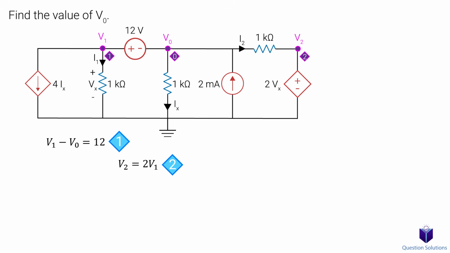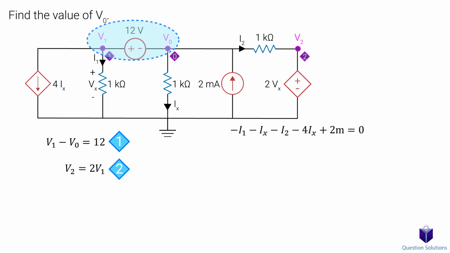If we look at node 0 or node 1, we can't write a KCL equation. That's because we don't know the current flowing through this 12-volt source. So we need to draw a supernode. We draw it to cover the 12-volt source, node 0, and node 1. Now we can write a KCL for this supernode. So what currents are leaving and what currents are entering? We have I1 leaving, Ix leaving, I2 leaving, 4Ix leaving, and 2 milliamps coming in. Let's multiply everything by -1 and then bring the 2 milliamps to the other side.